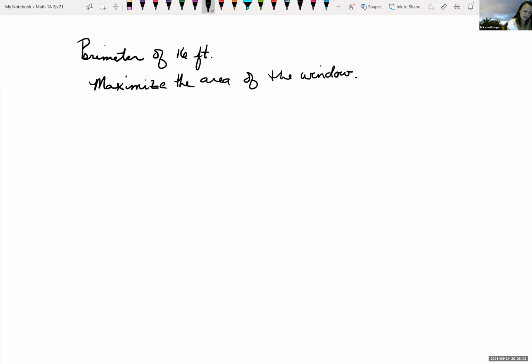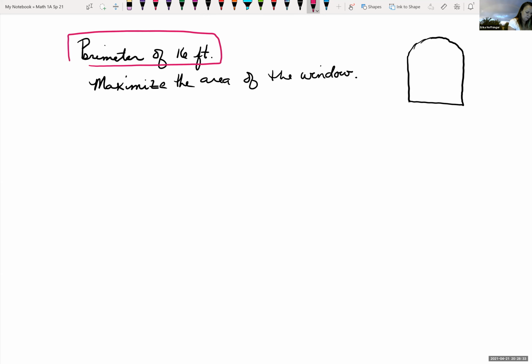And it's a Norman window, which, if you don't know what that means, it's basically a rectangular window, and then on top of that rectangular window sits a semicircle. And we're not going to count this right here when we're looking at the perimeter. And we're given that the perimeter is 16 feet. And we want to maximize area again.